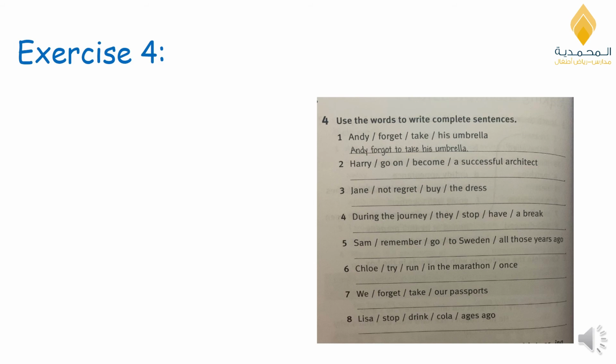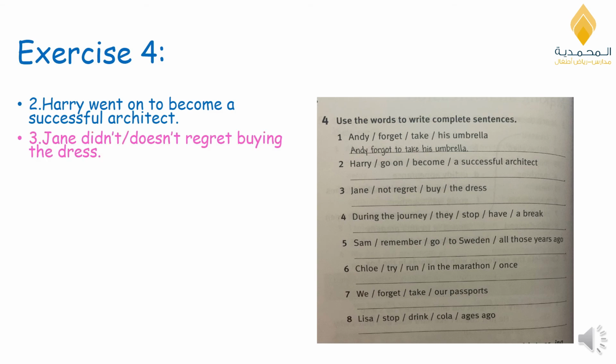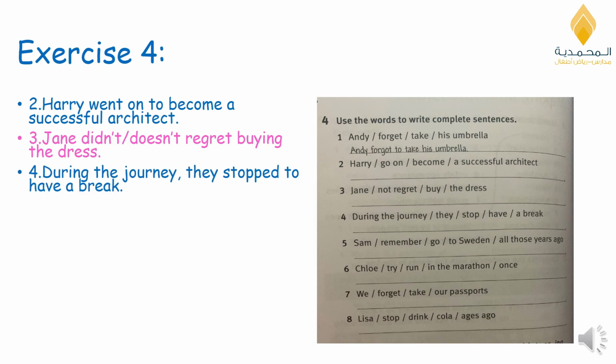Okay, in this exercise, you have to use the words to write complete sentences. First one, Andy forgot to take his umbrella. Number 2, Harry went on to become a successful architect. Number 3, Jan, we can say did not or does not regret buying the dress, and both of them are correct. Number 4, during the journey, they stopped to have a break.